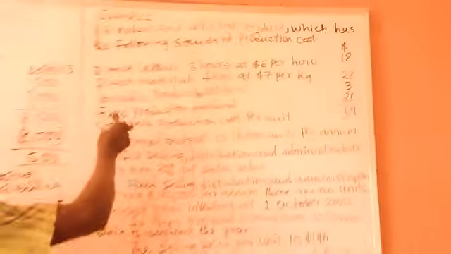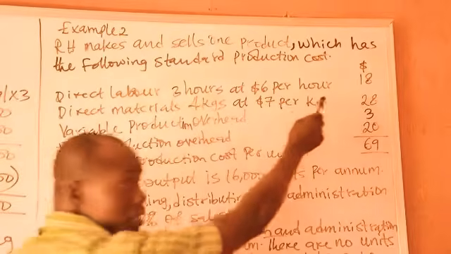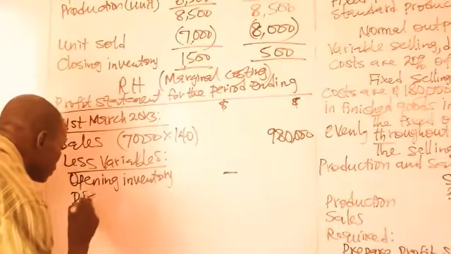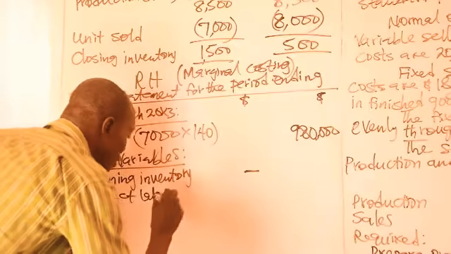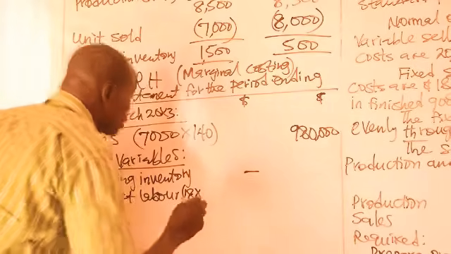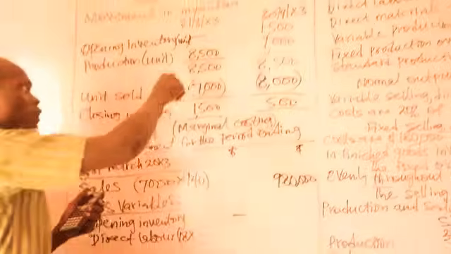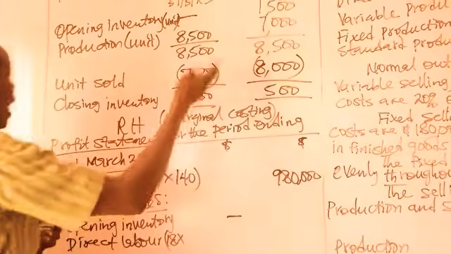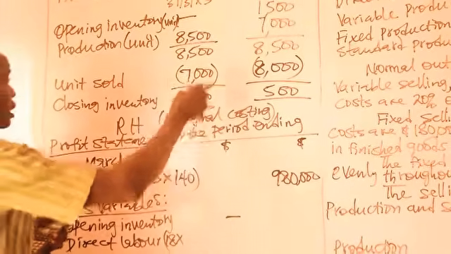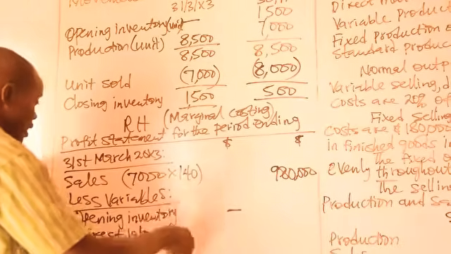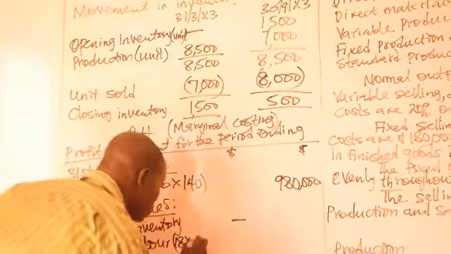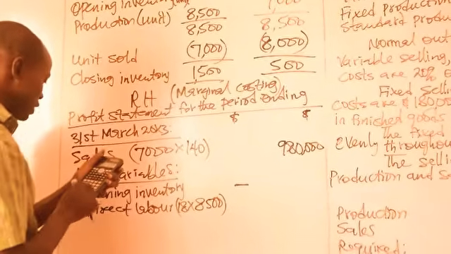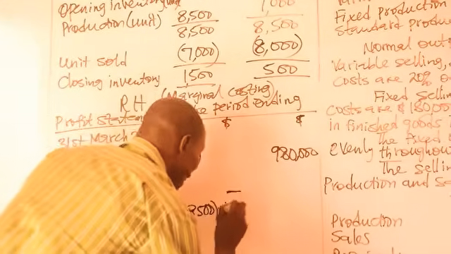Other costs you have include direct labor of $18. Direct labor is $18 times the number of units produced. If your inventory is included, you must use the production. But if you are eliminating inventory, then you can use sales directly. Since I'm including inventory in the format, I'm going to use the units produced, 8,500. So 18 times 8,500 will give us $153,000.